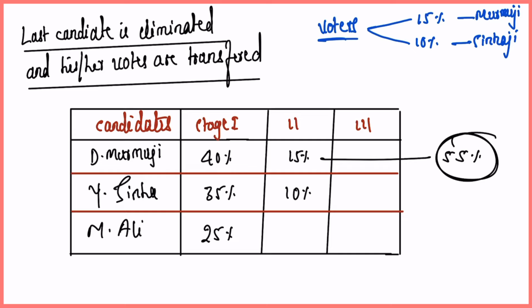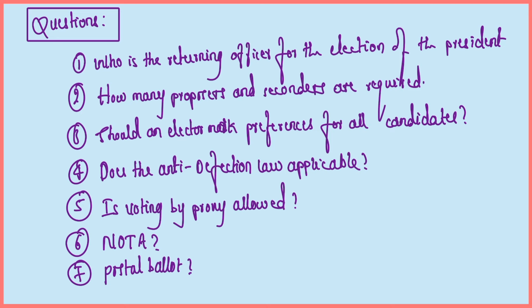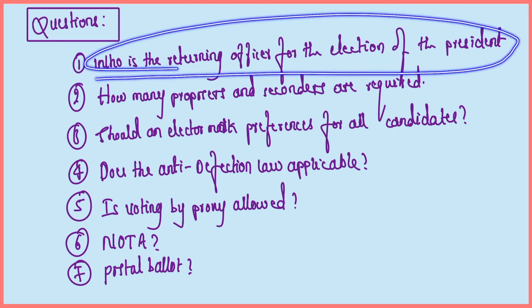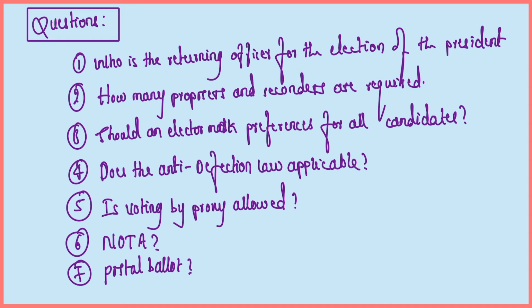Now, before you ask any questions, I have some questions for you. So please find out the answers to these questions and put them in the comment section or in my Telegram channel. And what are those questions? First, you need to find out who is the returning officer for the election of the president. For the election of MP and MLA, there is a returning officer. Similarly, who is the returning officer for the election of the president? How many proposers and seconders are required for nomination of any candidate as president of India? Should an elector mark preferences for all candidates?